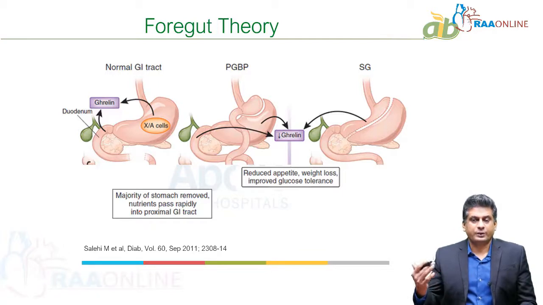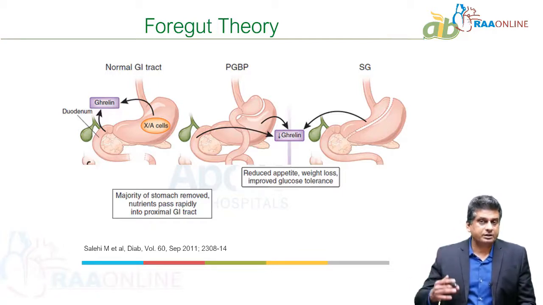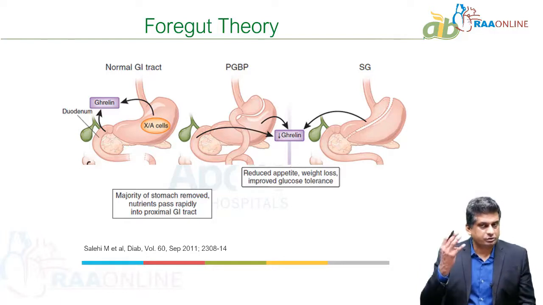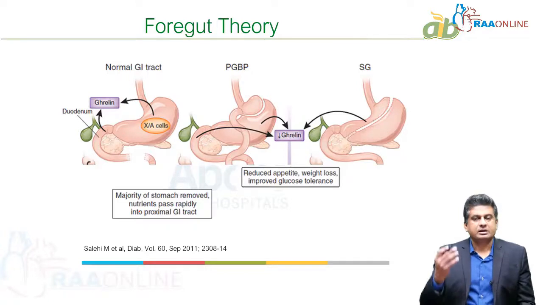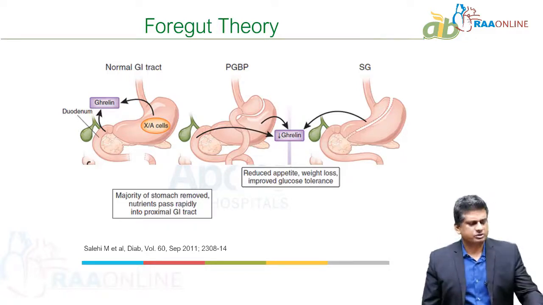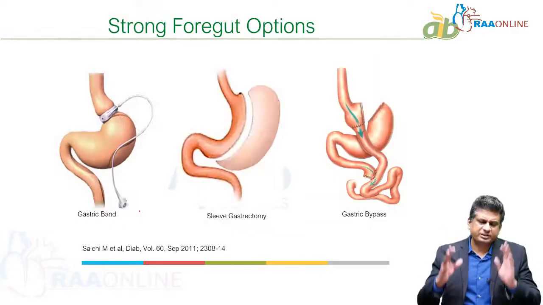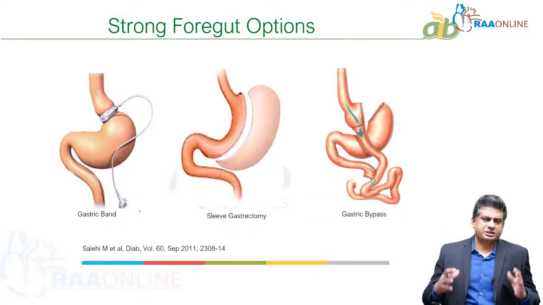This leads to weight loss as well as improved glucose tolerance, along with the reduction in the volume as well. So, you reduce the volume of a stomach by reducing the size of a stomach, reduce the appetite, causing weight loss by these two means, and improve the glucose tolerance. Based on this, there are a few procedures which have been postulated.